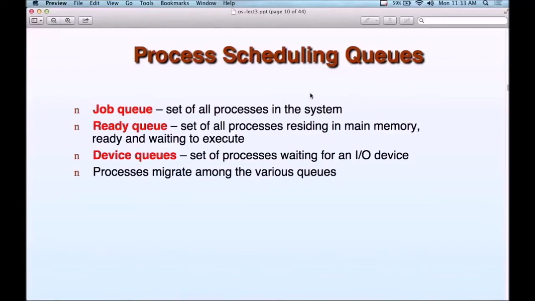So processes migrate among the various different queues. Do they move? No. A process always stays in memory constantly, in the same spot. But abstractly, this is an abstraction. Abstractly, it moves between different queues. What's doing that? The state changes. So the state changes are making it go from the ready queue back to the job queue. Well, it doesn't normally go back to the job queue. It usually goes between the ready queue and device queues.